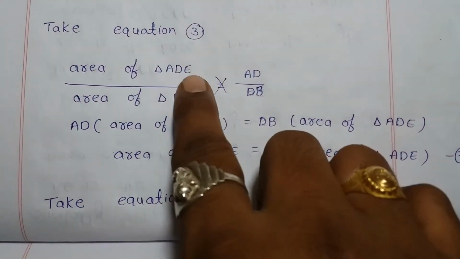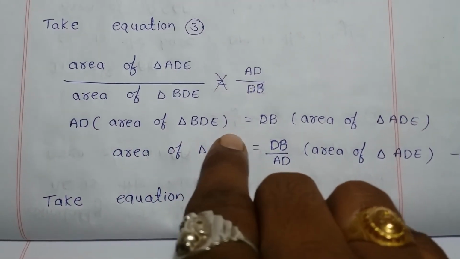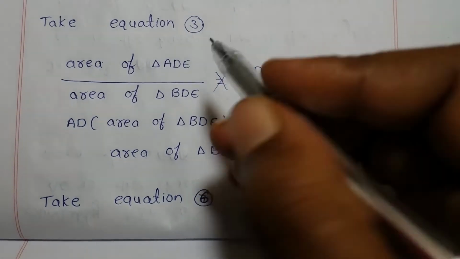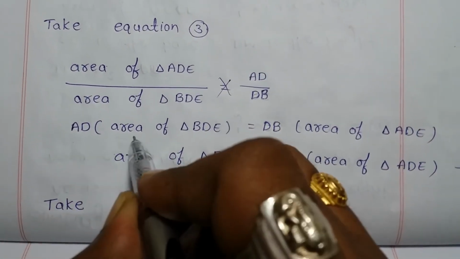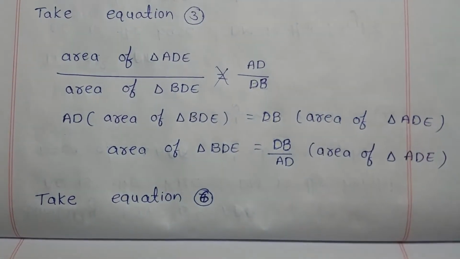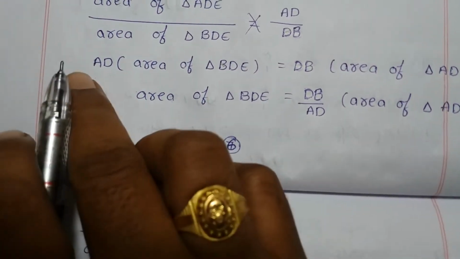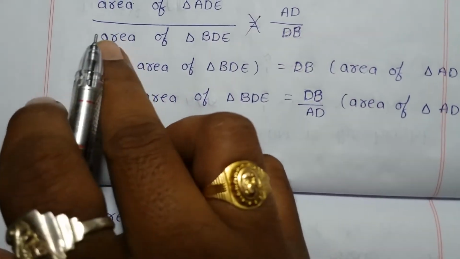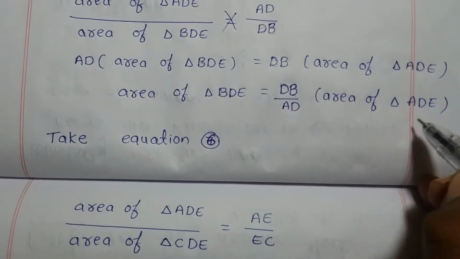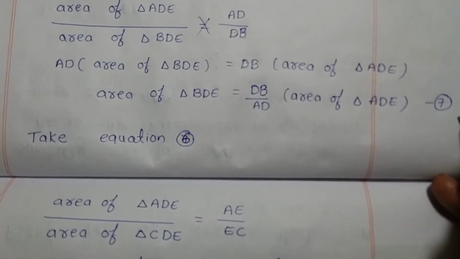In the next step, you do cross multiplication. That is AD into area of triangle BDE is equal to DB into area of triangle ADE. So AD comes here: AD into area of triangle BDE is equal to DB into area of triangle ADE. Finally, area of triangle BDE is nothing but, if you send this AD to the right side, multiplication goes to division, so DB by AD into area of triangle ADE. Let it be equation number 7.